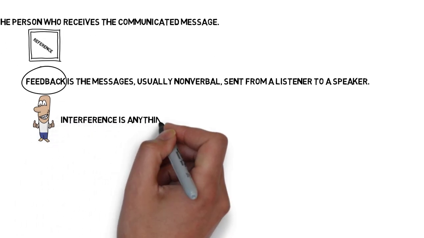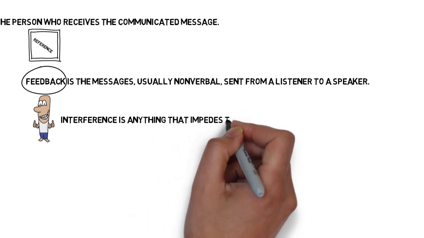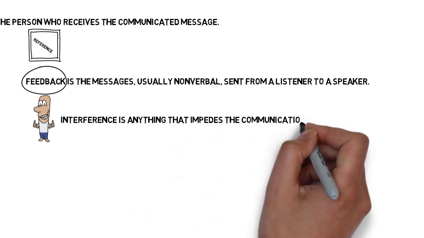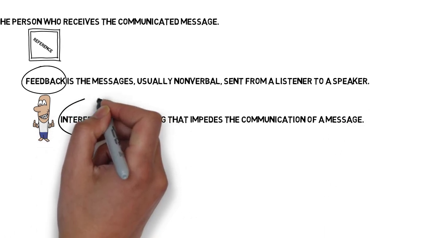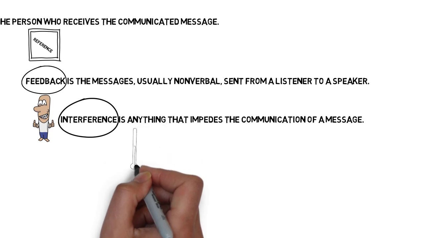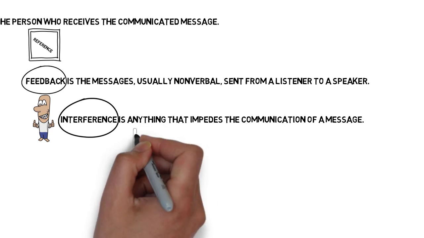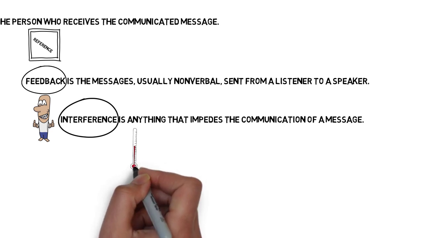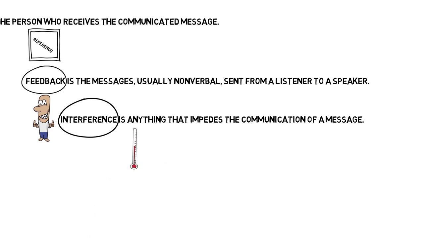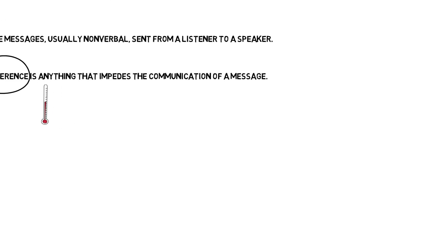Interference is anything that impedes the communication of a message. It can be external or internal. External interference would be something like sound outside, or having, say, a really hot or cold room. Where internal interference might be if your audience members are hungry, or let's say they're thinking about problems maybe in a relationship or something like that.